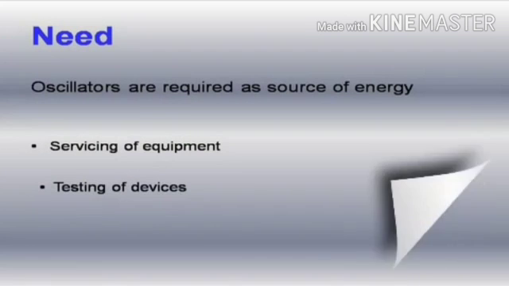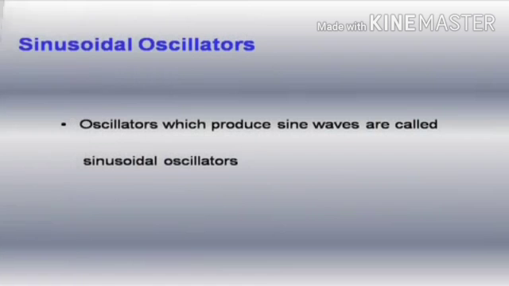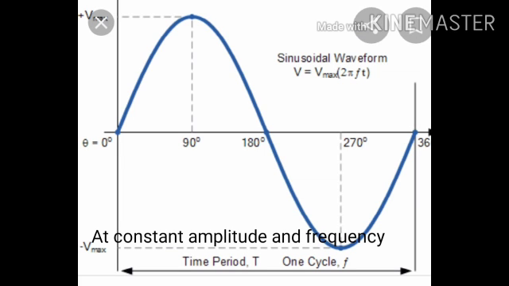Oscillators are required as a source of energy. Types of oscillator. There are two types, sinusoidal and non-sinusoidal oscillator. First of all, sinusoidal. It is nothing but one which produces a sine wave, also called a sinusoid. And it has constant amplitude and frequency. It is a representation of the sine waveform. In this wave, the amplitude and frequency are constant.